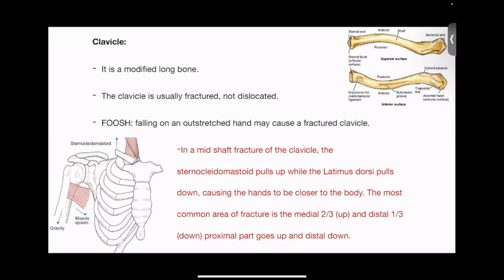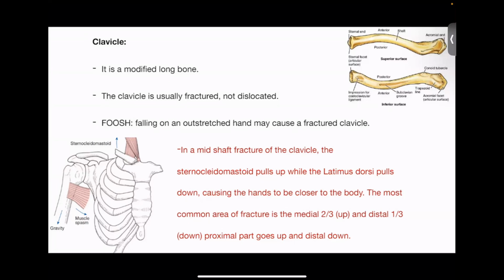Now the clavicle is divided into two parts: two-third is proximal, and one-third is distal. Then we have the anterior aspect of it, posterior, superior, inferior. We'll get into it. But before that, the clinically relevant info about the clavicle is that the most common fracture part of the clavicle is the medial or the proximal two-third.